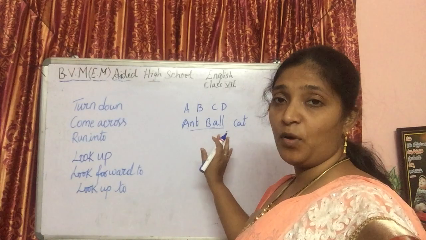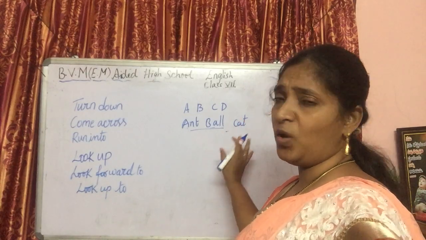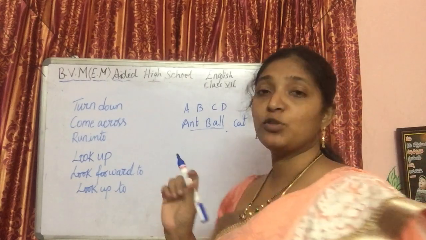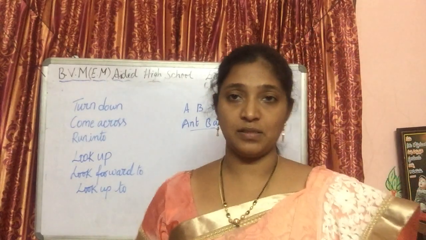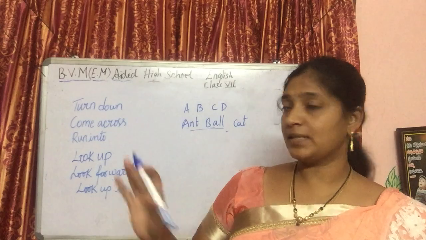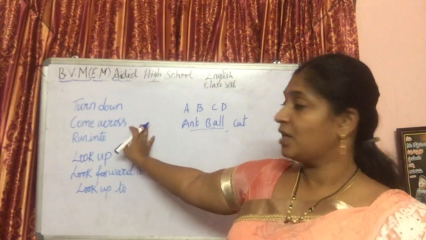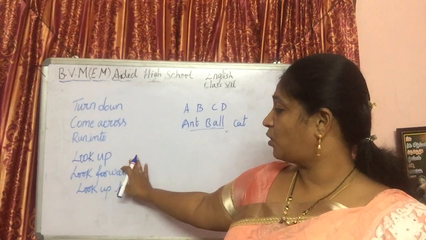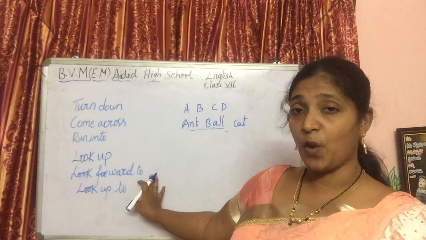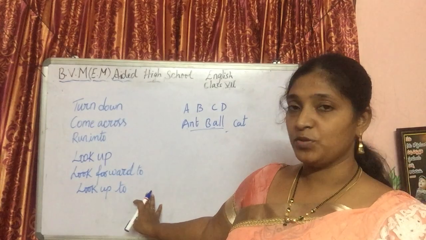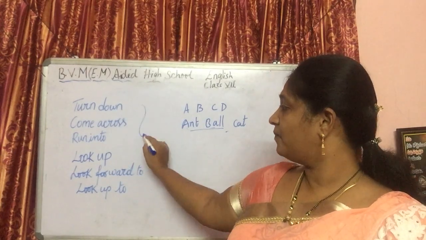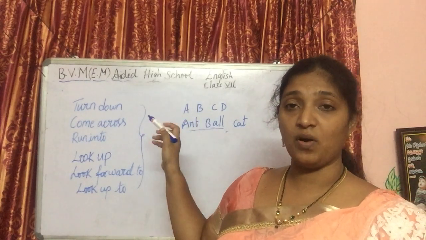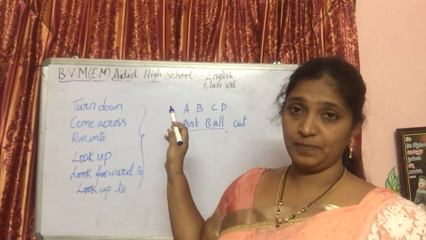Here we are talking about phrases. Now what is a phrase? A group of words. A group of words makes a phrase. Okay? For example, we have some here. Turn down, come across, run into, look up, look forward to, look up to. So these are some phrases, and these are also called phrasal verbs.